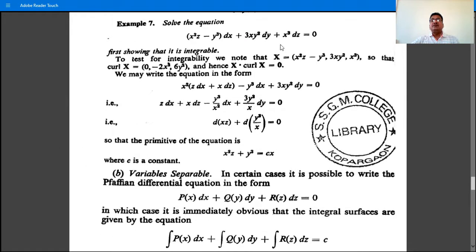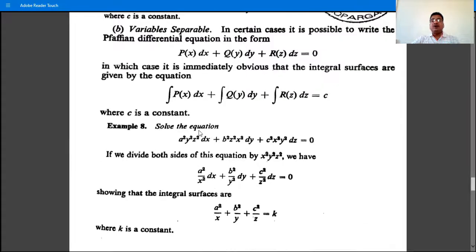The solution of a Pfaffian differential equation in three variables by introspection, that is, just observe and integrate. These are some problems of the introspection method. There is no need to apply the special method. Just simplify, and z dx plus x dz is the derivative of x into z, and if you find that these two terms are the derivative of y square by x, these two terms, so we have this answer.